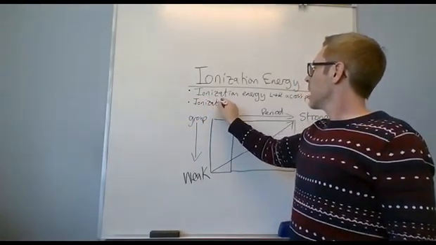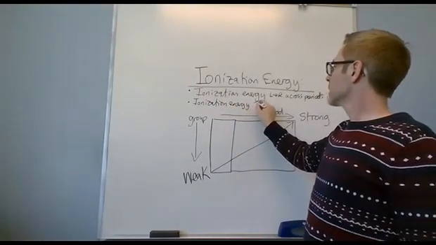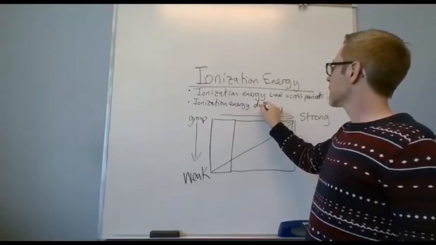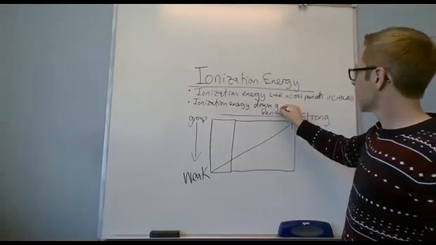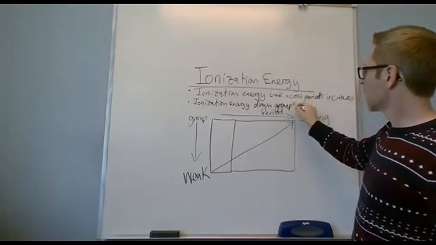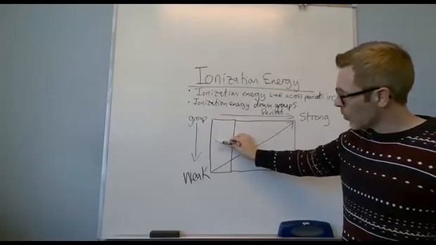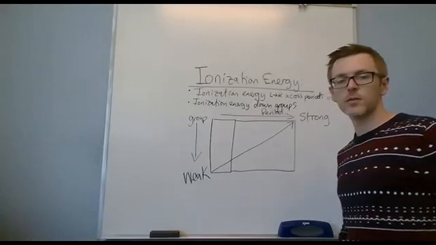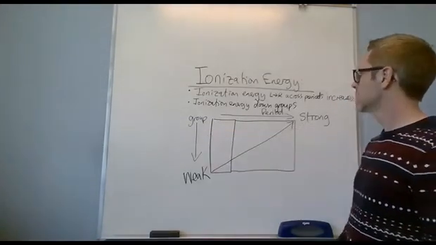Ionization energy going down a group, not just one group, but all groups. Well, if you go down any group, you're headed towards the weak end. So that would decrease.